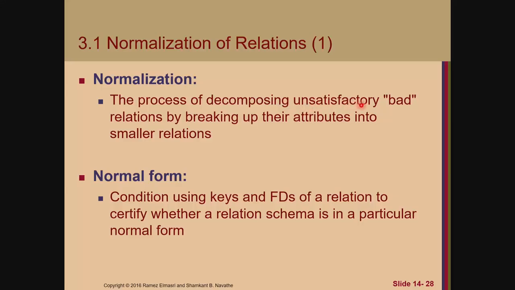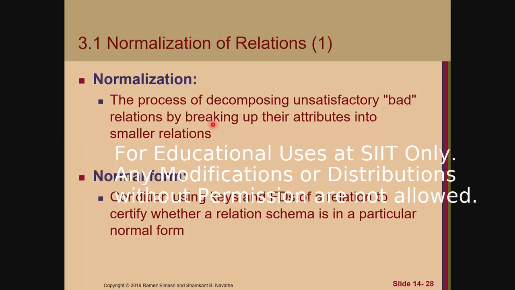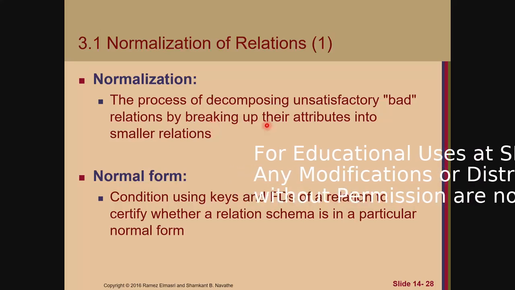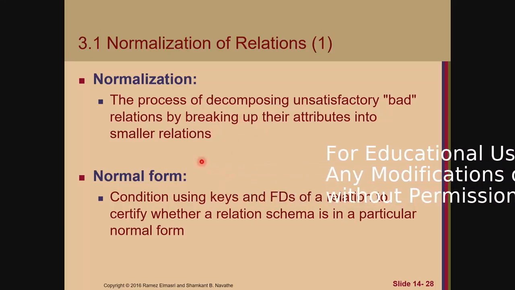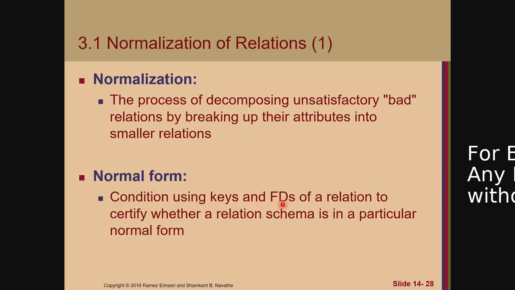Normalization fixes unsatisfactory bad relations by breaking up their attributes into smaller relations, to separate the big table into small ones, many columns into a small number of columns. And normal form conditioning uses keys and functional dependencies of a relation to clarify whether relation schemas are in a particular normal form. Okay, actually it's like a checklist that we have to check for the conditions of the functional dependency.